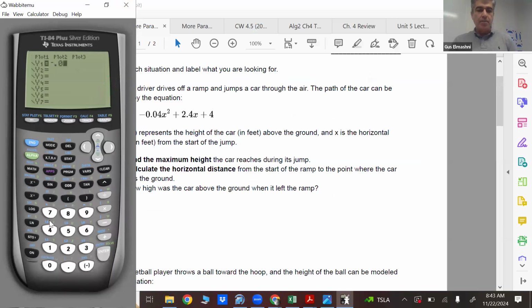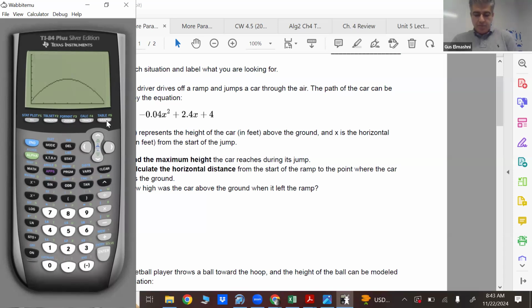Negative 0.04 x squared plus 2.4x plus 4. And then here's the thing. I know where the vertex is now. So I could just go from 0 to maybe 50, 60, let's say. So kind of go halfway between. So you have to adjust the window. And we'll talk more about this when we come back from break. And I'll probably go up to 80 because it's a 40. So this way I see the trajectory more nicely.